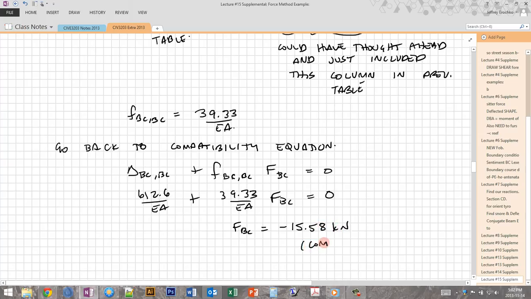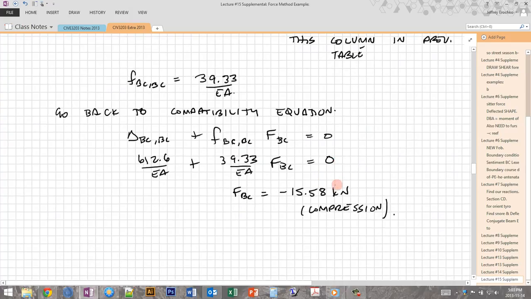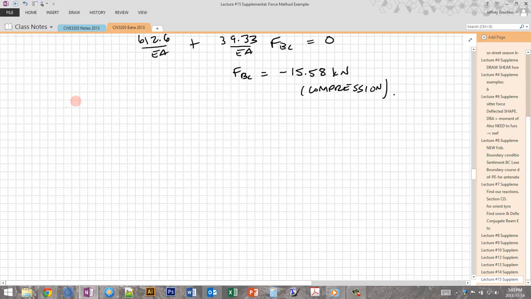And this is compression, because we assumed before that the redundant was applying a tension force to member BC. So when we made that cut, the unit loads that we applied put tension on the remaining parts of the member. So if I get a negative at the end of my analysis, then I know that that actual force is in compression. So now that we know one of the forces in the truss, we can go ahead and solve for all of the rest of the forces using only the equations of equilibrium. And we do that effectively by using the method of joints.